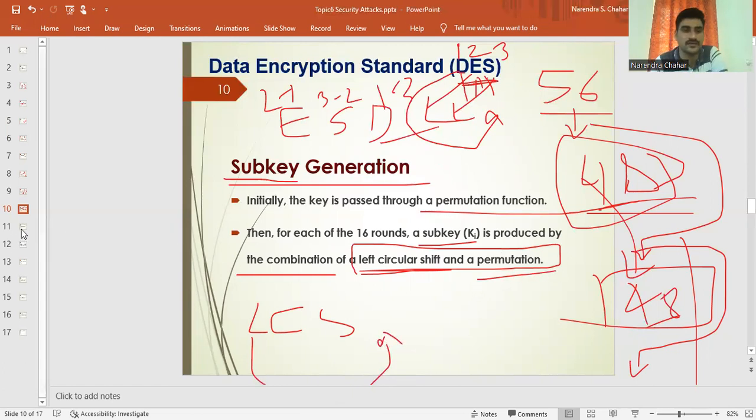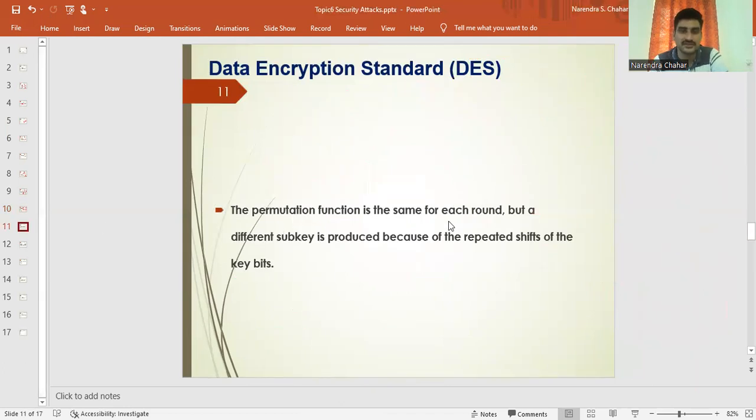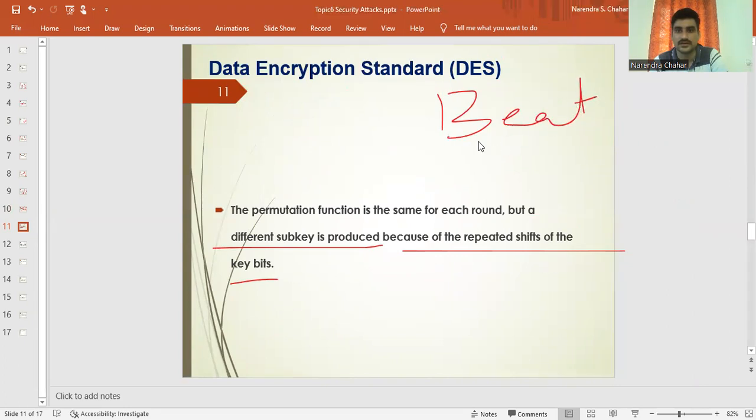So I told about the permutation earlier. Now the permutation function is the same for each round, but a different subkey is produced because of the repeated shift to the key bits. Just like I'm shuffling a text. So I'm just changing the first place to third, second as it is, fourth one to first, and third one to fourth. So what is the key? 4, 2, 1, and 3.